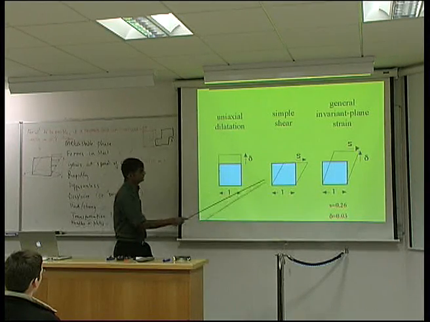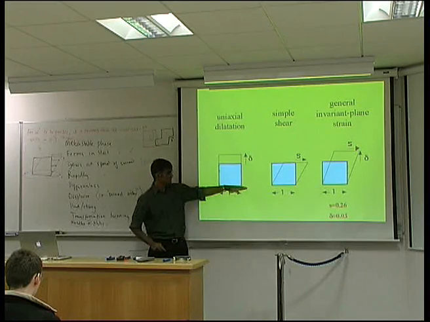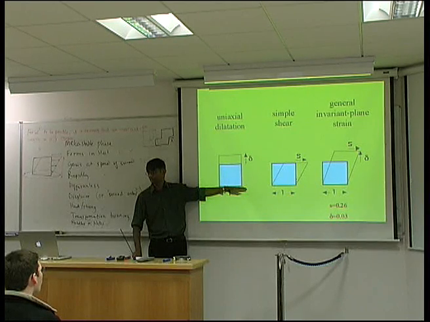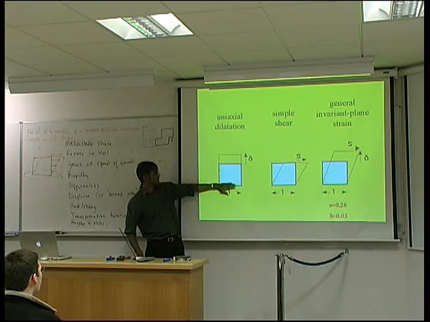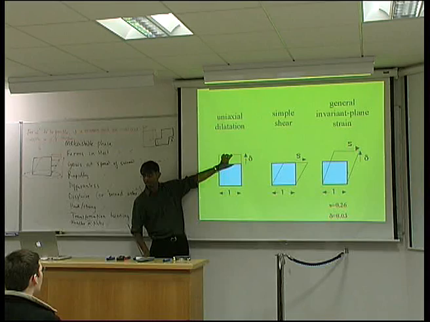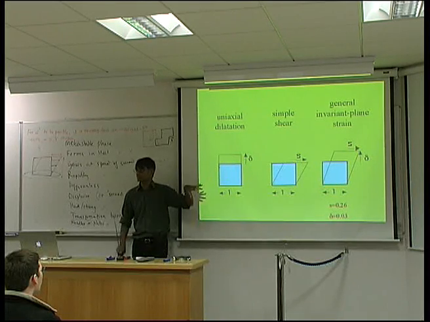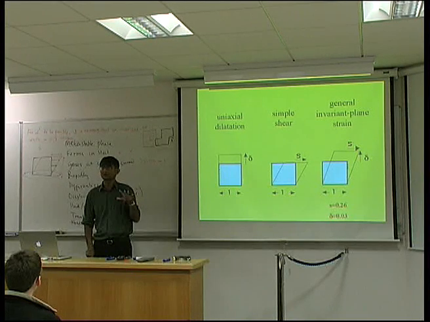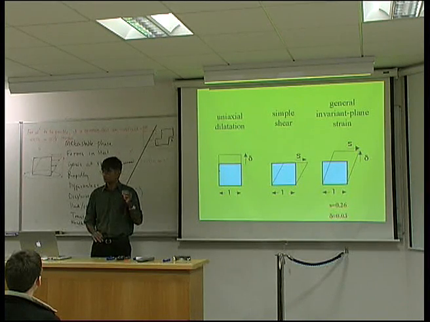Here are three deformations which leave this plane completely unchanged. Okay? So this plane is undistorted and unrotated. It's an invariant plane. This deformation involves an extension normal to the plane, which is essentially a volume change. And the Poisson's ratio is zero, so we don't get any contraction. So beryllium is a metal like this, which has a Poisson's ratio of almost zero.